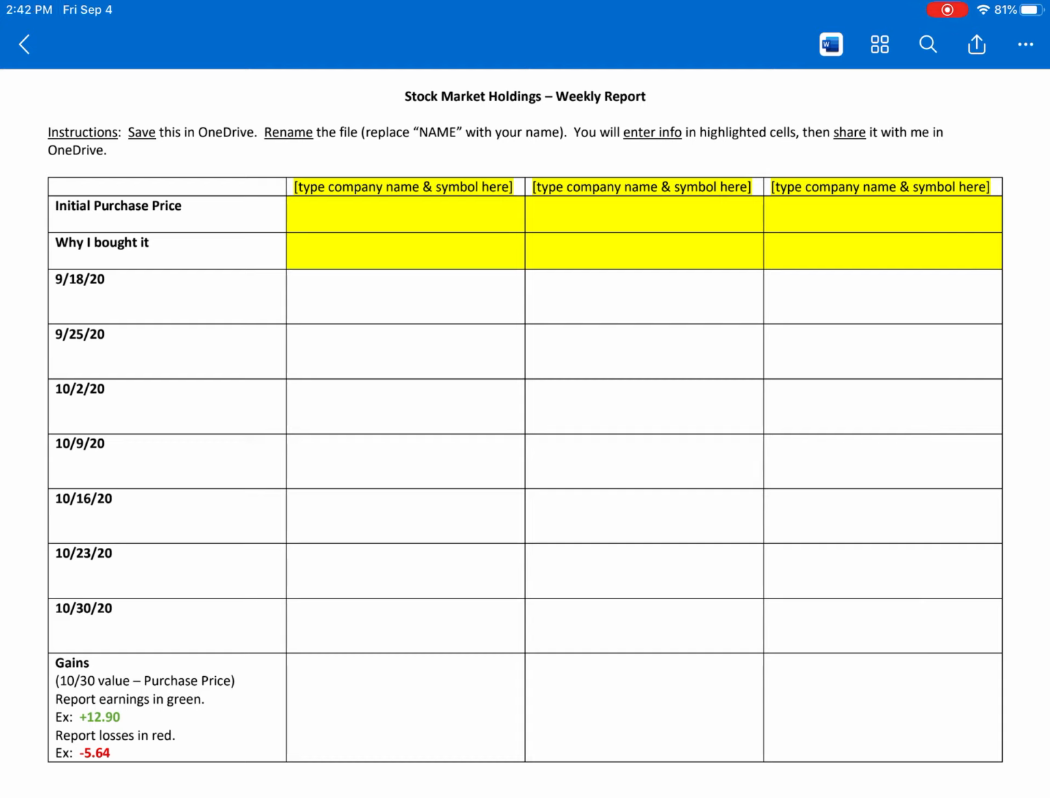And then every Friday, you will look up the price and just type in the price when you looked it up on Friday. So that's keeping track of the ups and downs. And by the time we get to the bottom of this chart, at the end of October, you'll be able to do a little bit of math. It's just simple subtraction to see if you would have made money over the course of those weeks or if you would have lost money.